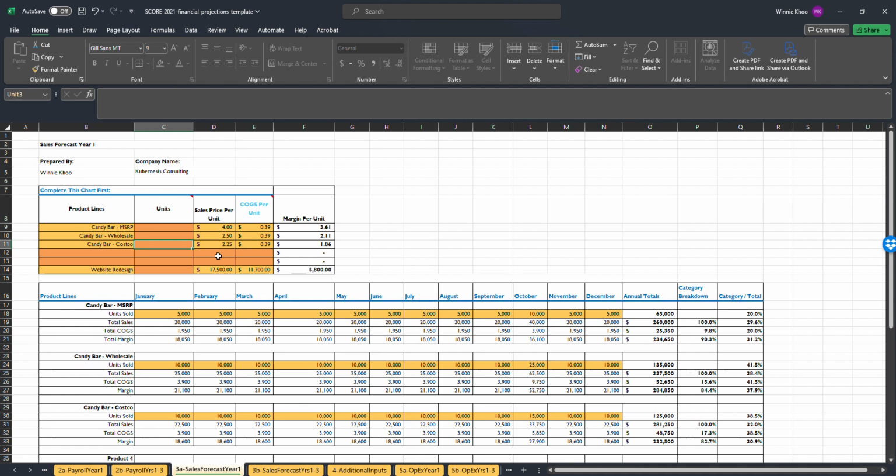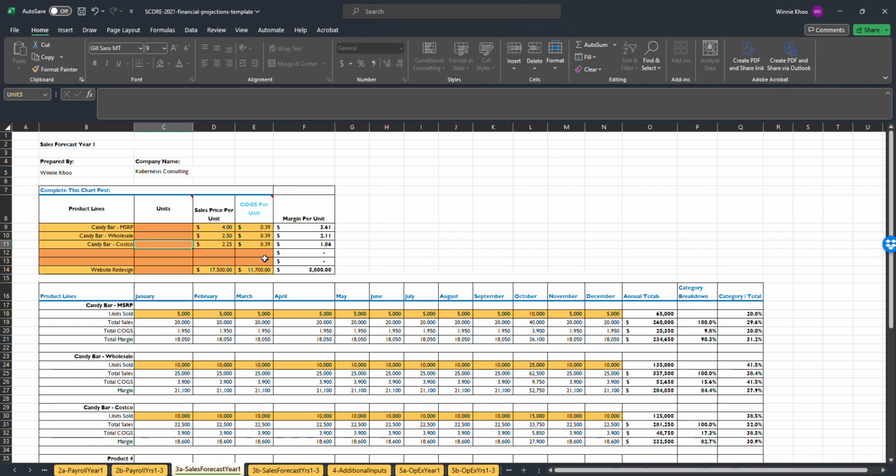It's different for each sales channel, but the COGS is the same. COGS per unit remains the same. Now note about this, IRL, in real life, different sales channels could have different packaging requirements, and that would change the COGS between the different channels. But for this template, we're keeping COGS per unit the same for all sales channels.